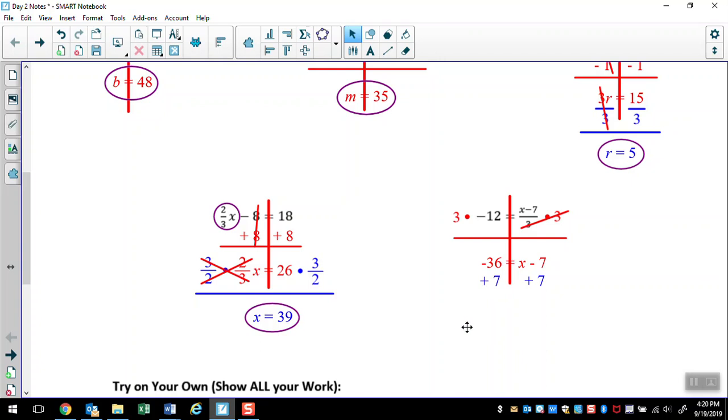And we know we do that by adding. Draw my line. Okay. These are additive inverses, so they cancel each other out to make 0. So just my x comes down, and then negative 36 plus 7 will give me a negative 29. X has been isolated, it's by itself. Draw a circle around my answer.